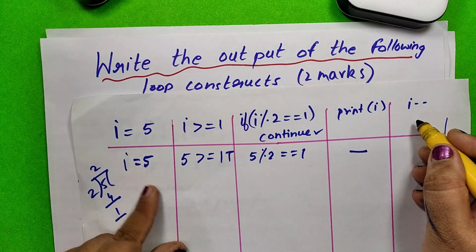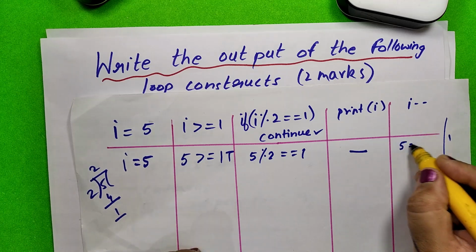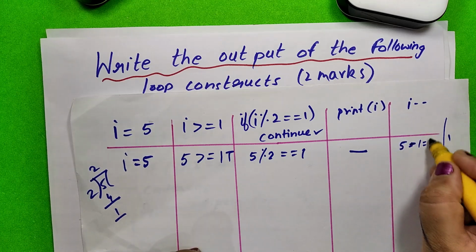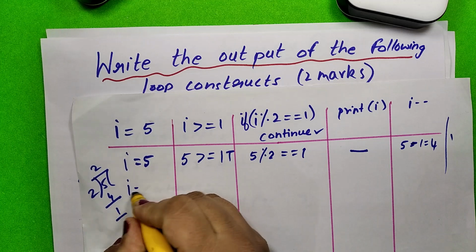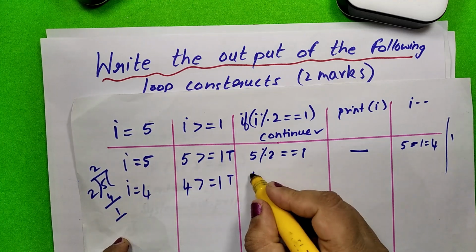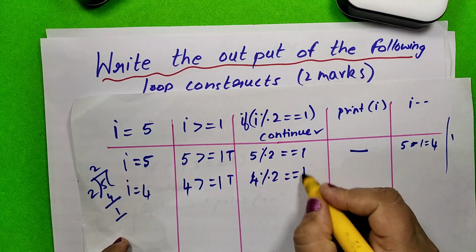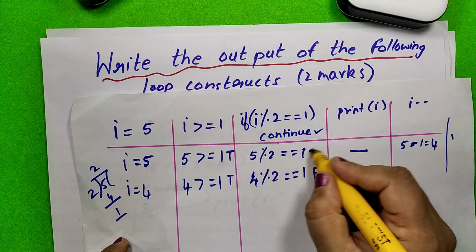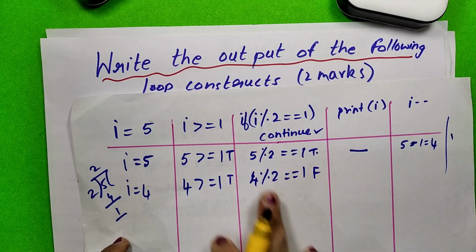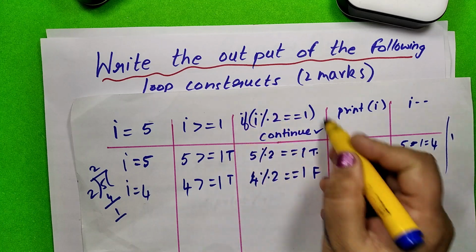Here it is I minus minus, not plus plus, it's a decrement operator. So here we have 5, so 5 minus 1, it is going to become 4. So now I has become 4. 4 is greater than or equal to 1, true. Now we have 4 modulo 2 which is equal to 0, not 1. So this is false. In the true case it is going to continue. If it becomes false, then this block is not going to work at all.